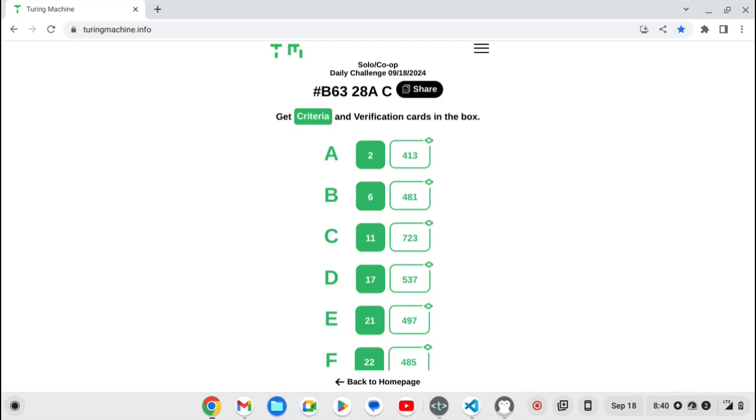Let's begin. Today's September 18th, 2024, and we're solving the Daily Turing Machine Puzzle. Today's puzzle uses the following 6 criteria cards: criteria card 2, 6, 11, 17, 21, and 22. And the puzzle uses the green verification cards. The code above is your way to get more information on today's puzzle by searching the code on turingmachine.info. Let's go solve.